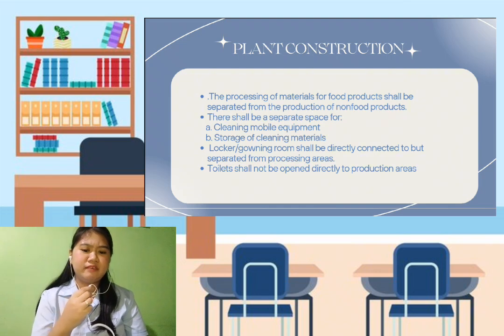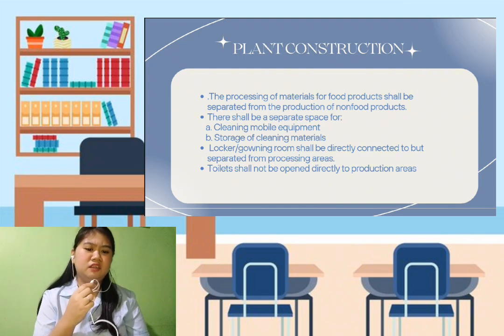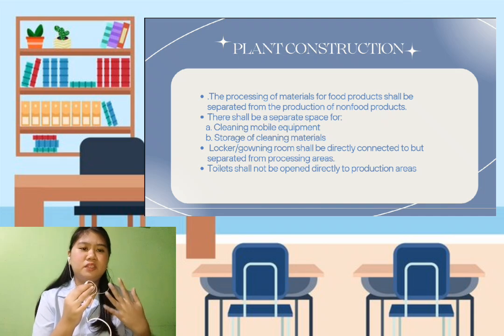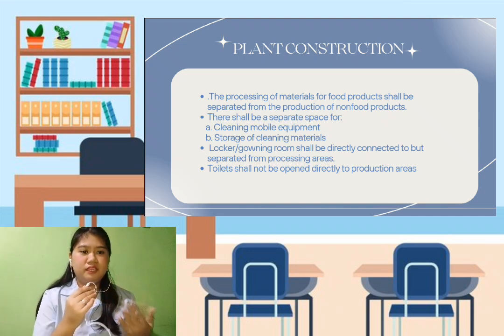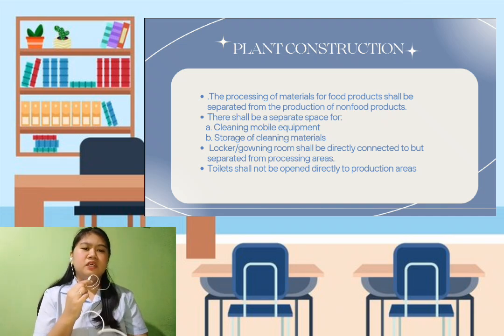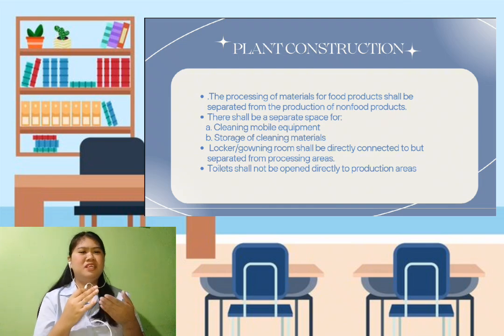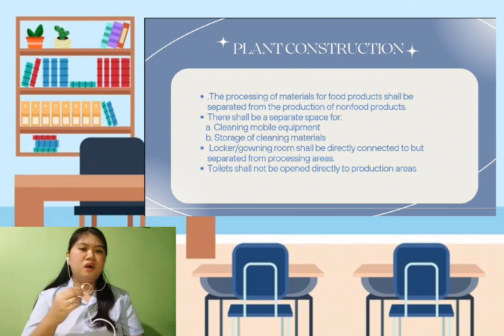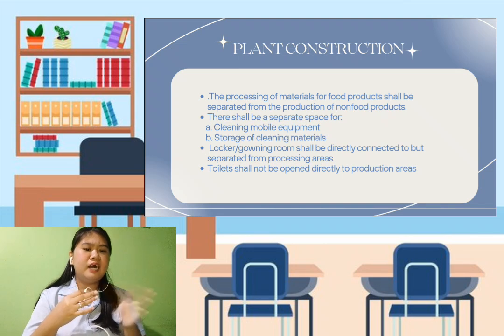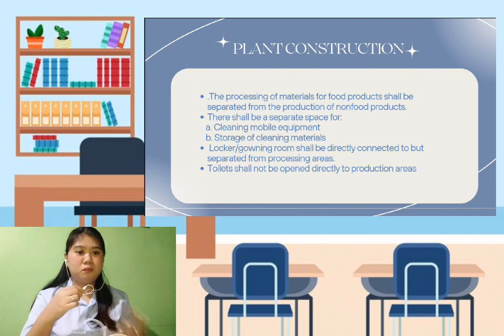So 3.7, toilets shall not be opened directly to production areas and shall have adequate supply of water and ventilation. So yung toilets have many bacteria. So in order to avoid getting foodborne illness, kailangan palagi nakasanayan, and the employees should have enough supply of water and ventilation.